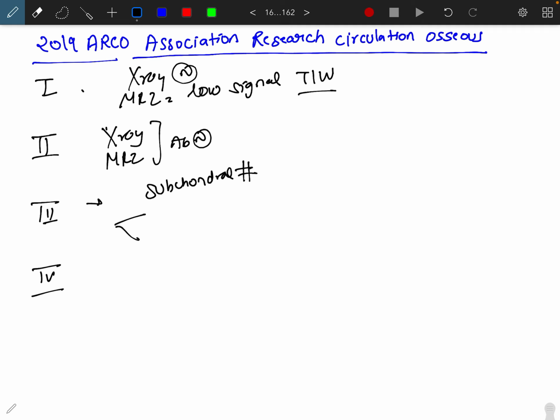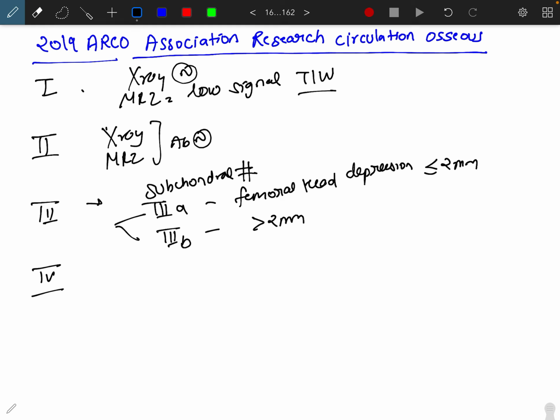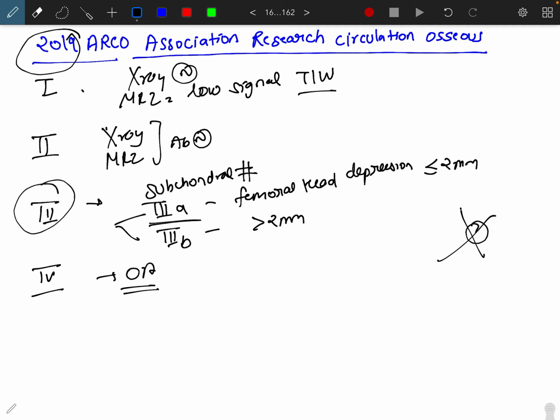This has been further subdivided into 3A and 3B. I'm talking about the 2019 one, where the femoral head depression, if less than or equal to 2 millimeter, is 3A. If it is more than 2 millimeter, it is 3B. And the last stage is the osteoarthritis stage. So in this 2019 modification, stage 0 has been deleted and stage 3 has been further subdivided into stage 3A and 3B.